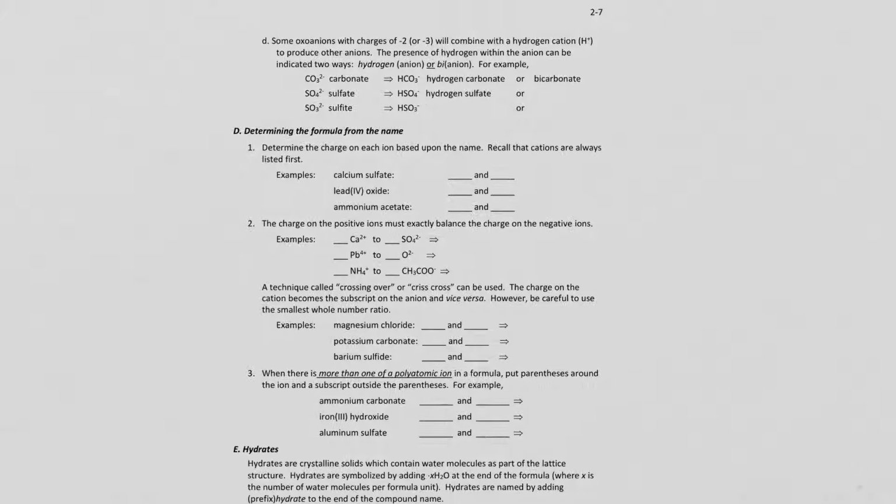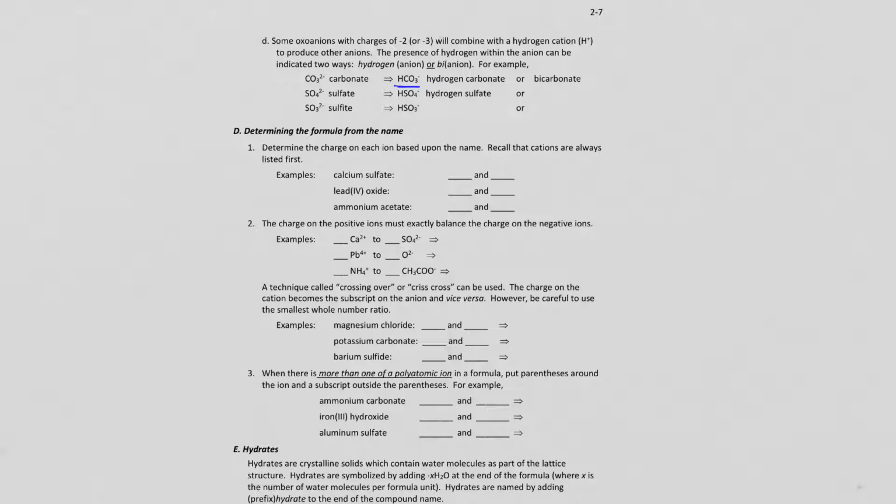So some oxoanions with -2 or -3 charges will combine with hydrogen to produce other anions, right? So this can produce a hydrogen anion or a bianion, right? Everyone's heard of sodium bicarbonate, baking soda, right? So that HCO3- is the anion. So if we had sodium bicarbonate, it'd just be NaHCO3, right? And the HCO3 has a -1, Na has a +1, so we're good, right?